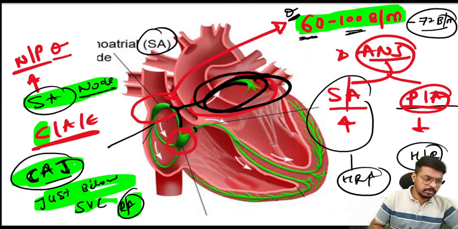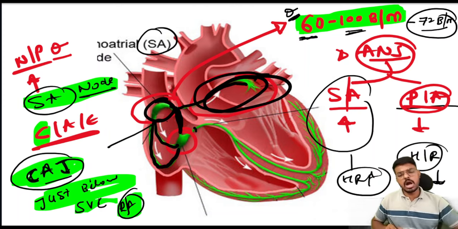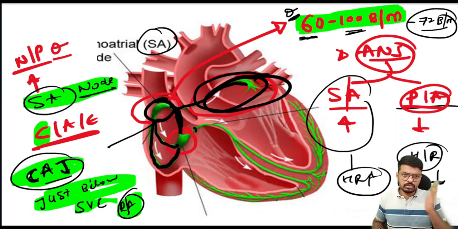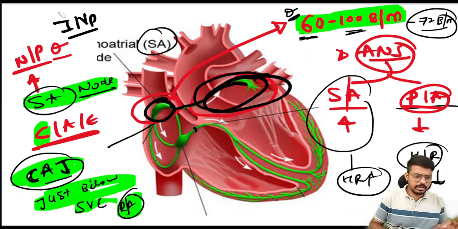Okay, so in between the SA node and AV node, there is a connection. This is what we call as the internodal pathway. Okay, these internodal pathways are only responsible for transmitting the signals from the SA node to the AV node. The question will come: how are the signals transmitted from the SA node to the AV node? Yes, the signals are transmitted from the SA node till the AV node by the internodal pathway. Okay, very important, right? Hope it's clear.